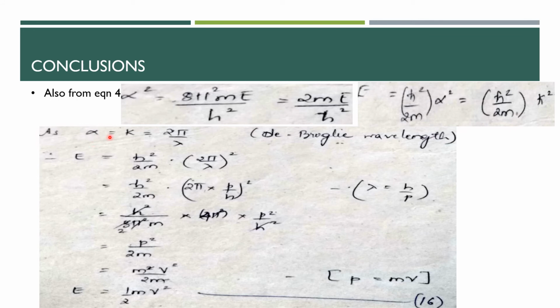Now as k is equal to 2π by λ, we can substitute that in place of k, so that is 2π by λ the whole squared. Also λ is h by p, so we have substituted 1 by λ as p by h. Solving this, we get p squared by 2m. Also p is equal to m into v. Substituting that, we get E is equal to half mv squared, equation 16.